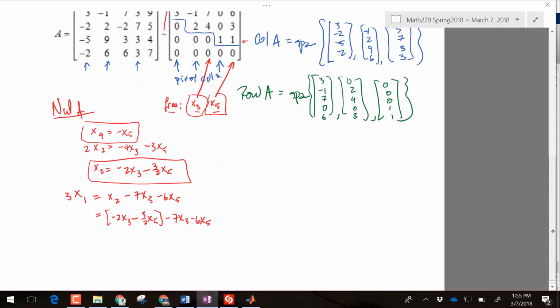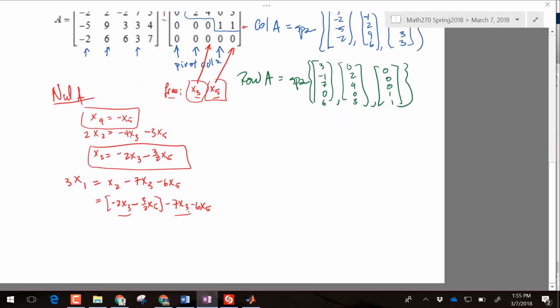All right, so we got a little bit of fraction work over here. Minus 2 minus 7 is minus 9 x3. And then minus 3 halves minus 6 is what? Minus 15 halves x5. There we go. Oh, I need to divide by 3. So x1 is equal to minus 3x3 minus 5 halves x5. Now I can box it.